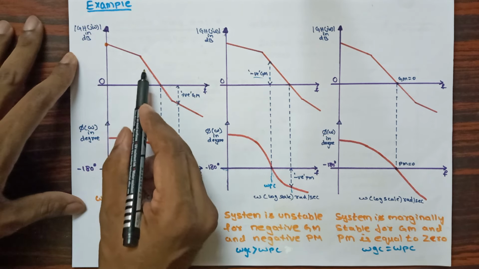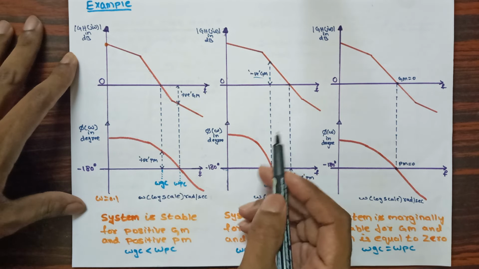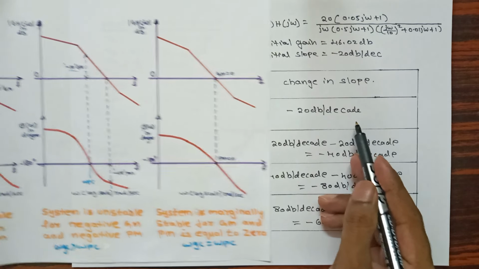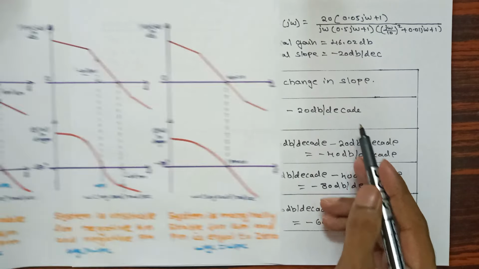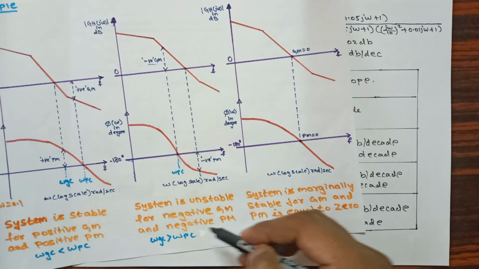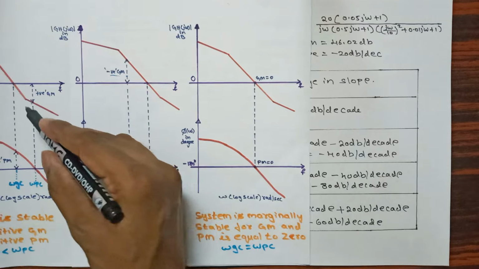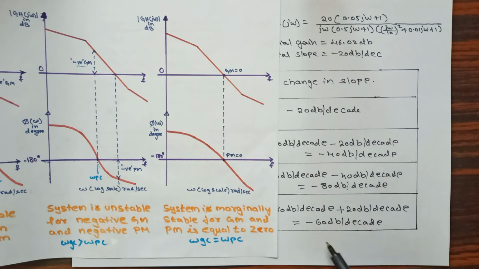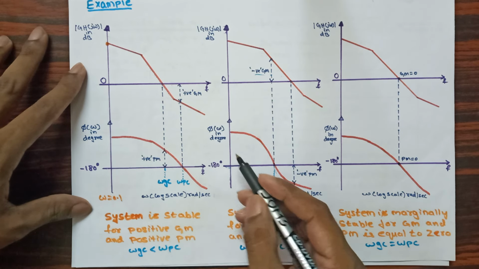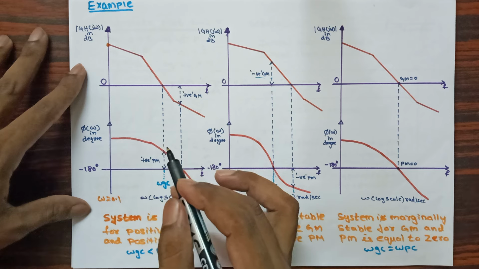Then in this example I have shown 3 slopes, but in the problem I have just discussed, we are having 4 changes in slope. The first slope is minus 20 dB per decade, that is the first slope we are going to draw, minus 20 dB per decade. Then we are going to draw the minus 40 dB per decade. See, all slopes are minus, therefore all the slopes come towards downwards. Then the third slope we are going to draw is minus 80 dB per decade. Then the fourth slope, in this you can see you are going to get minus 60 dB per decade. So in this way we need to construct the magnitude plot.